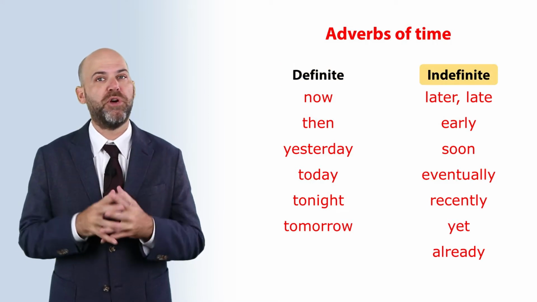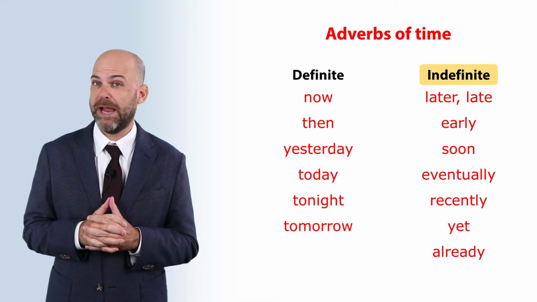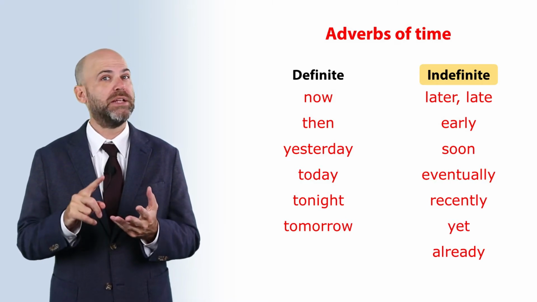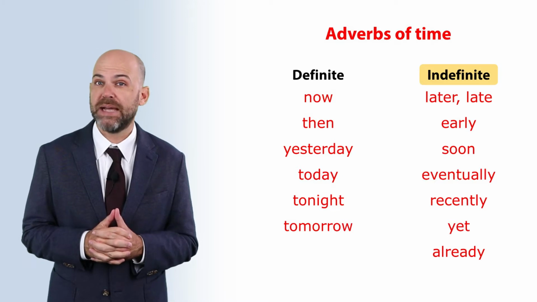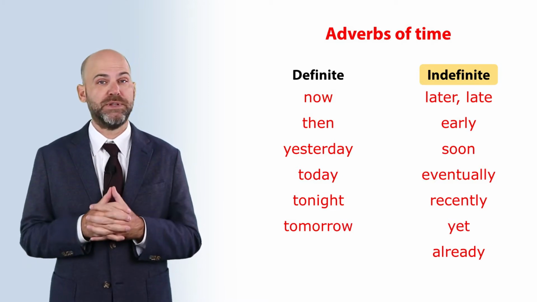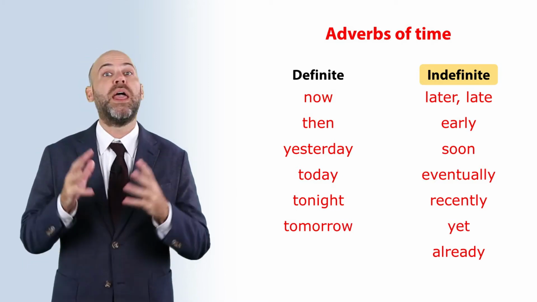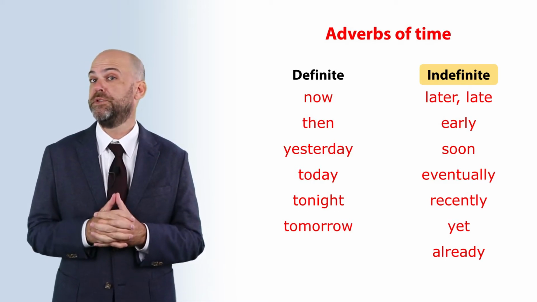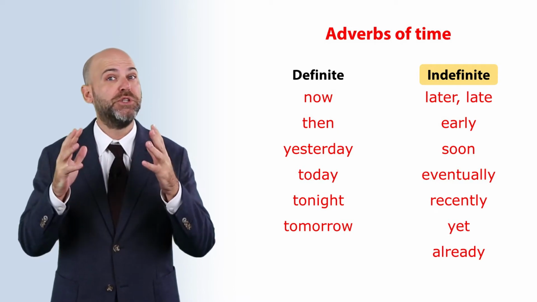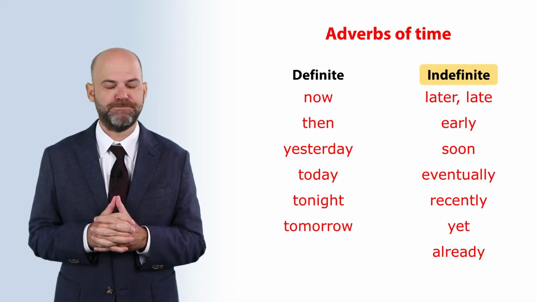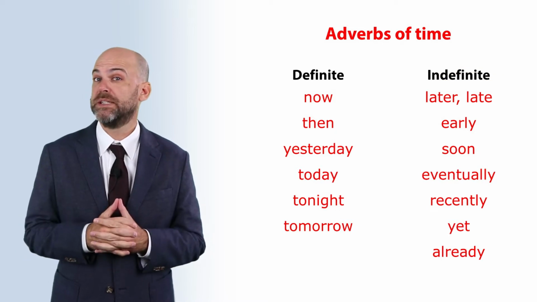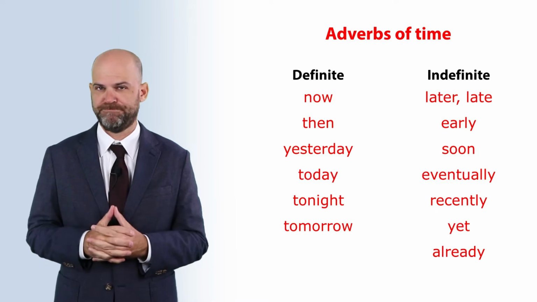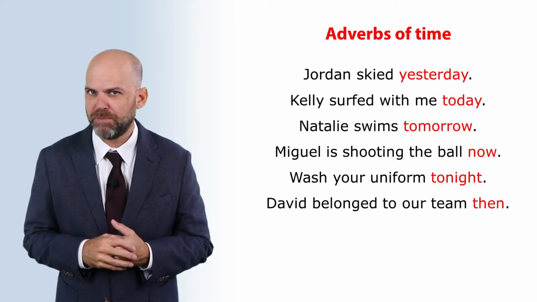There are also indefinite adverbs of time like later, early, and soon. These adverbs do not give us a specific time. They express a time relative to now or relative to a different specific time. Let's try some examples with definite adverbs of time. Repeat after me.